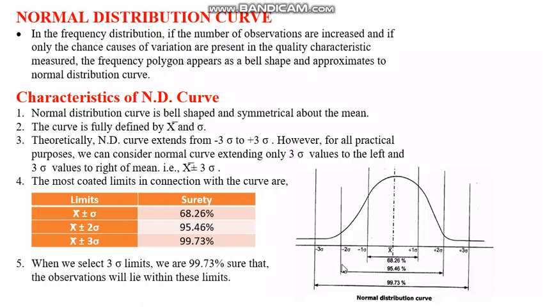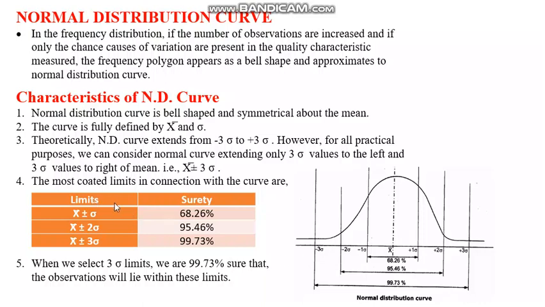You can see on the positive side, 1 sigma, 2 sigma, 3 sigma, it goes like that. On the negative side, minus 1 sigma, minus 2, minus 3 sigma. So the normal distribution curve extends, you can say, from minus 3 sigma to plus 3 sigma.